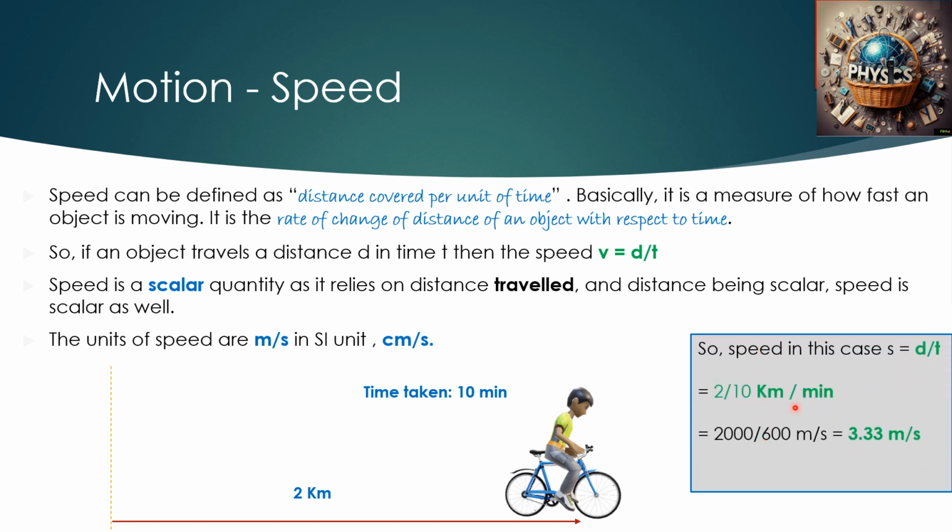So now we simply have 2 kilometers per 10 minutes. Converting kilometers into meters and minutes into seconds, we get 2000 by 600, because 10 minutes is equal to 10 into 60, which is 600, and 1 kilometer is 1000 meters, so 2 kilometers is 2000. Finally, in the SI system, it is 3.3 meter per second.